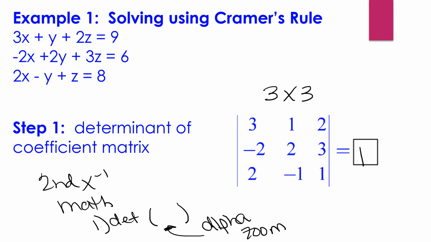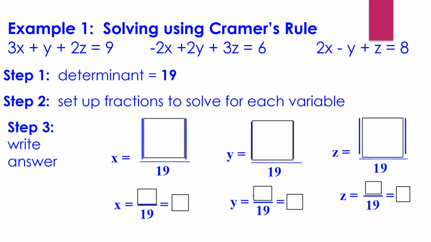Now that you're back, you should see that you do have a value of 19 for the determinant of this particular matrix that we are working with. That is going to be part of what we use in order to solve for x, y, and z. Okay, so here's our second step. We already have the determinant, and that's what I'm definitely going to divide by in each of the fractions. And remember, the original coefficient matrix is 3, 1, 2, negative 2, 2, 3, and 2, negative 1, 1.